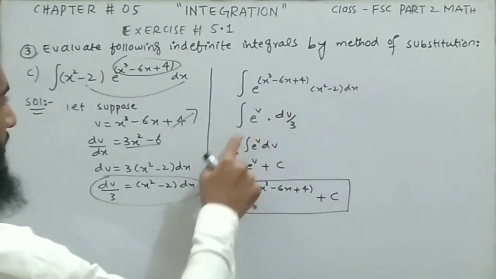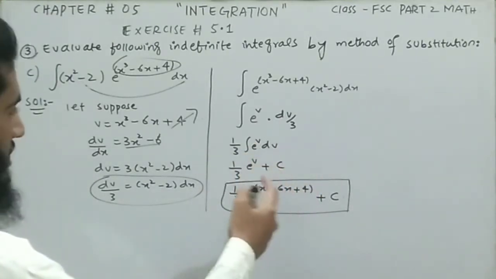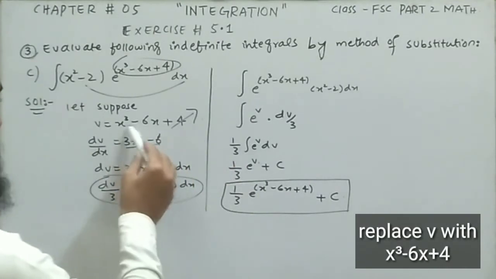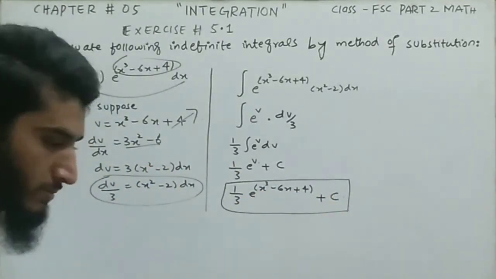Now take 1 over 3 common, we are left with the integral of e power v dv. So the integral of e power v is e power v plus constant of integration. Now again replace this v with x cube minus 6x plus 4. So this is actually the required and desired answer.